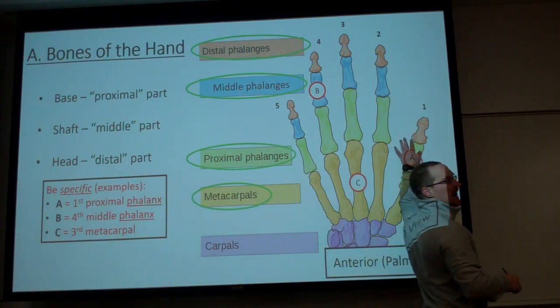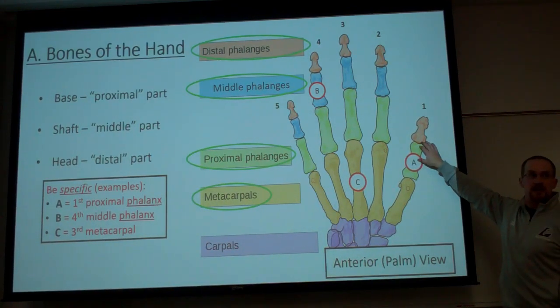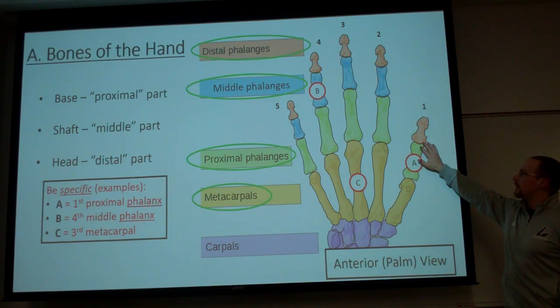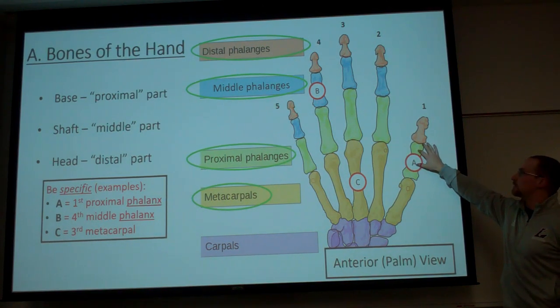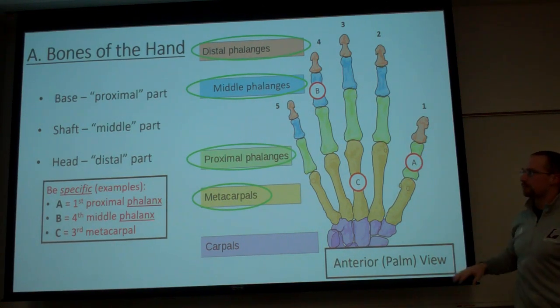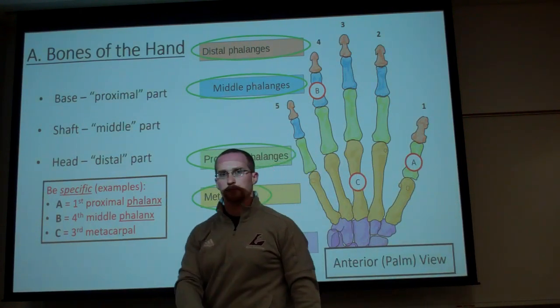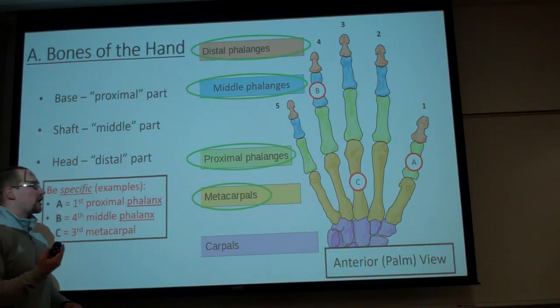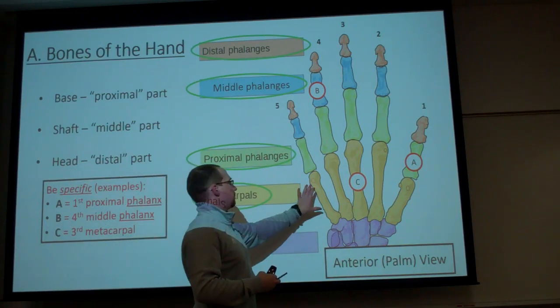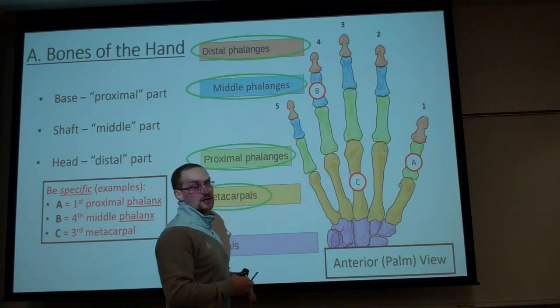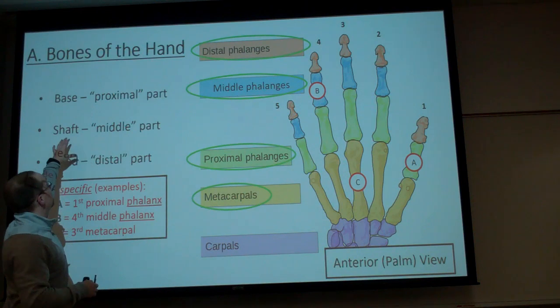Notice the thumb does not have a middle phalanx. And that's because it doesn't have as many bones. There's not as many bones in the thumb. Now, whether we're talking about metacarpals or phalanges, they all have the same three parts.